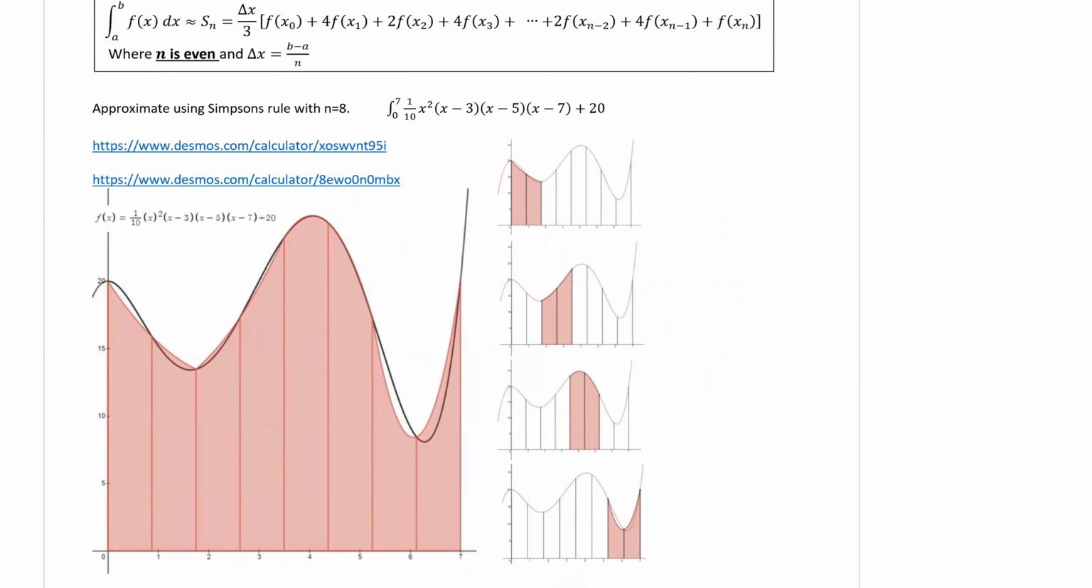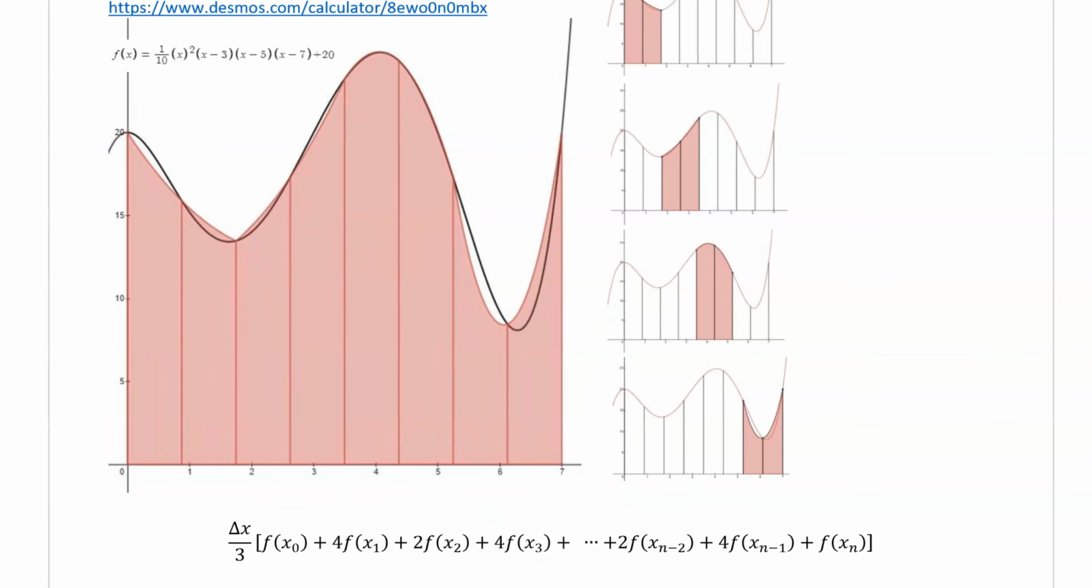So what we're going to do is draw this. We have 8 subintervals here, and we're going to label each of these points. You can see that we're going from 0 to 7. I wanted to keep it a little different than last time to show you that it doesn't always have to be even. Our delta x still stays the same. It's 7 take away 0 over 8. And so our width is 7 eighths.